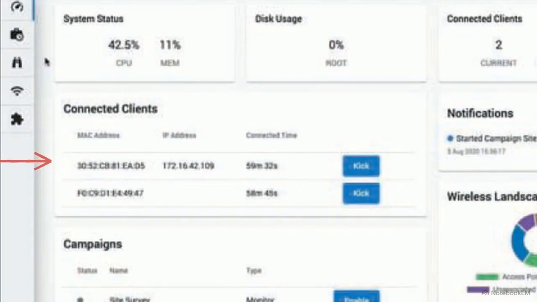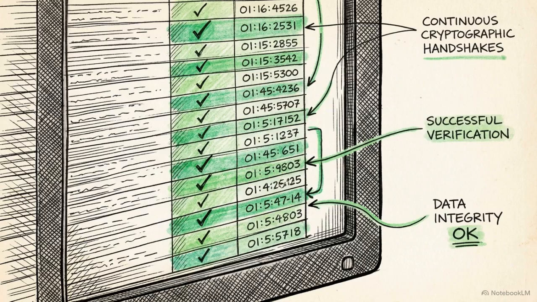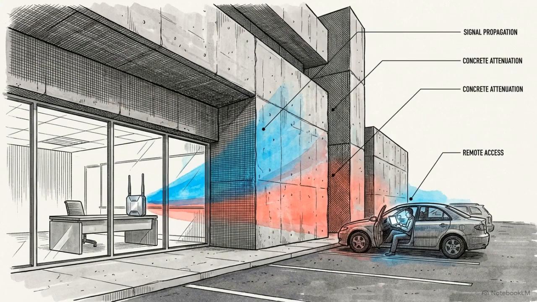Because the physical perimeter of a wireless network is completely invisible, defending it requires total vigilance. It demands continuous cryptographic authentication and the complete eradication of legacy standards. Concrete walls can't protect you when your network is always breathing the open air.